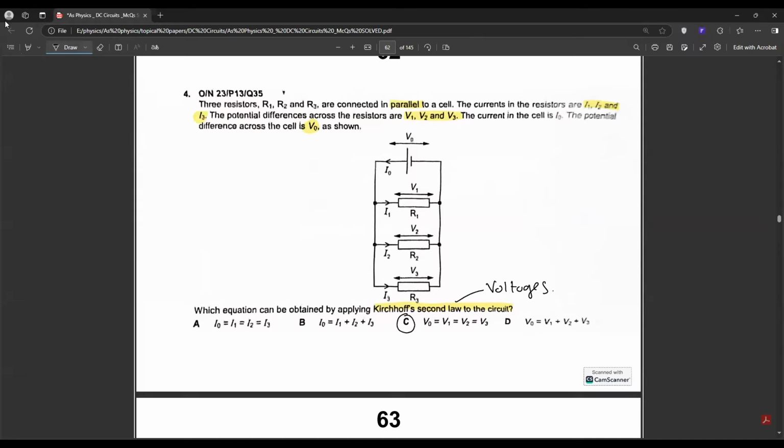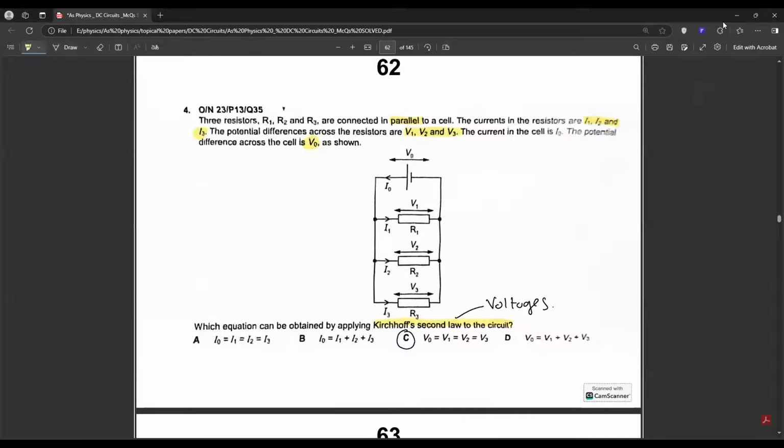C. Voltage of the battery is equals to V1 is equals to V2 is equals to V3. Now, can we check this answer as well. 62's answer should be C, and it is C as well. Yep, it is C. So, since the resistors are connected in parallel and Kirchhoff's second law was for voltages, the only reasonable answer here is this, in which we can see the voltage across all the branches is same.